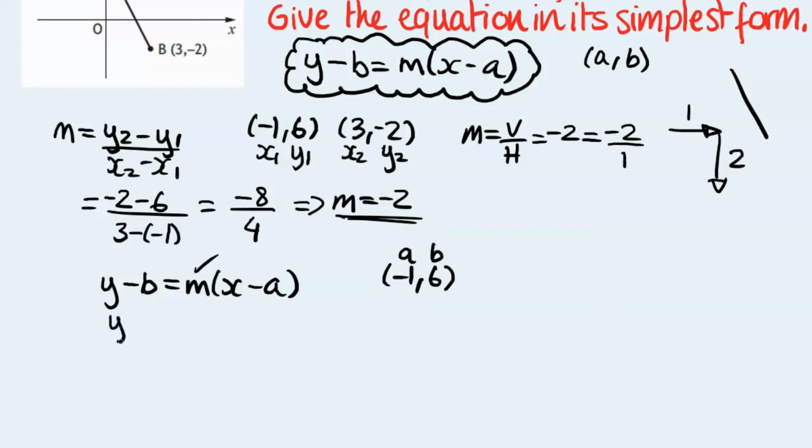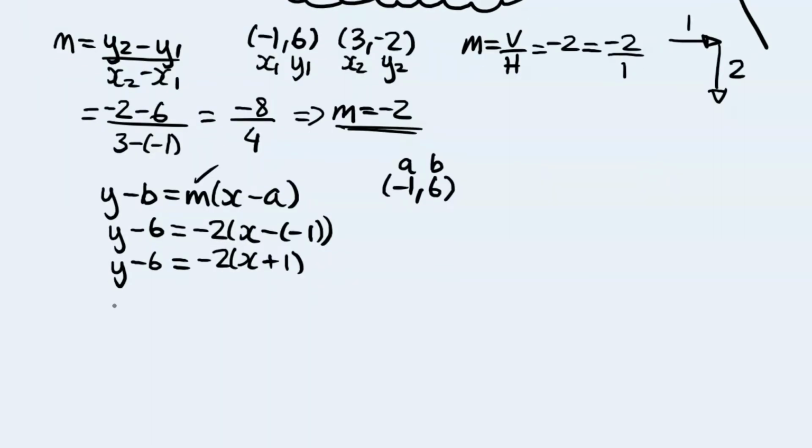Let's do that. So it'll be y minus b, which is 6, so y minus 6 is equal to m, the gradient of minus 2 that we calculated, then x minus a, so x minus minus 1. Let's keep going: y minus 6 is equal to minus 2 times (x plus 1). Let's multiply out these brackets, so it'll be minus 2x minus 2.